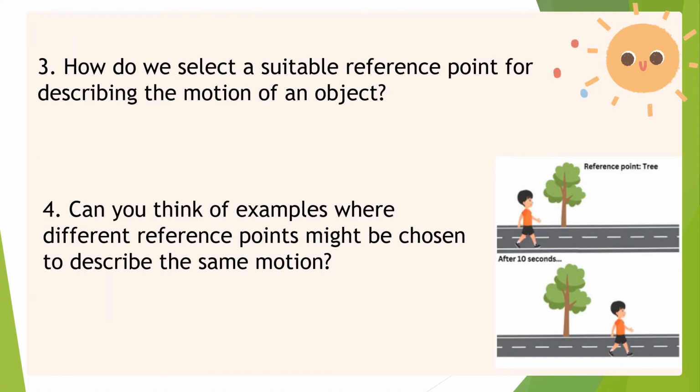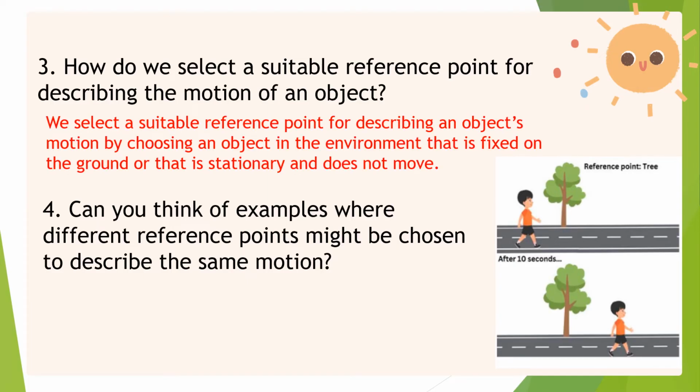How do we select a suitable reference point for describing the motion of an object? We select a suitable reference point for describing an object's motion by choosing an object in the environment that is fixed on the ground or that is stationary and does not move.